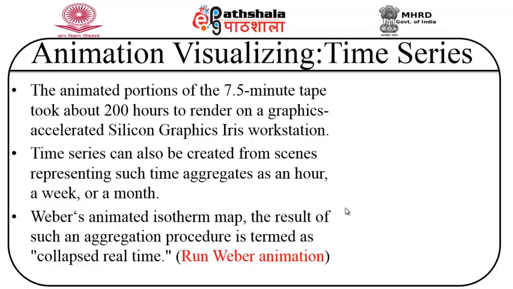The time series can also be created from scenes representing such time aggregates as an hour, a week or a month. Weber's animated isotherm map, the result of such an aggregation procedure, is termed collapsed real time. So now we'll have a look at this Weber's animation.